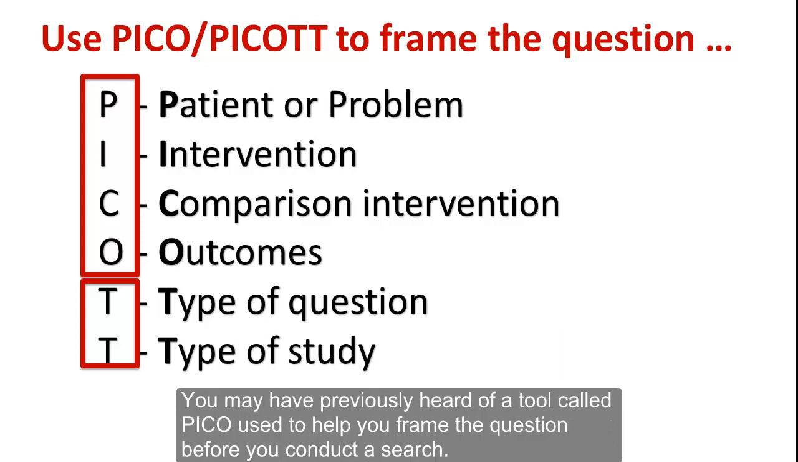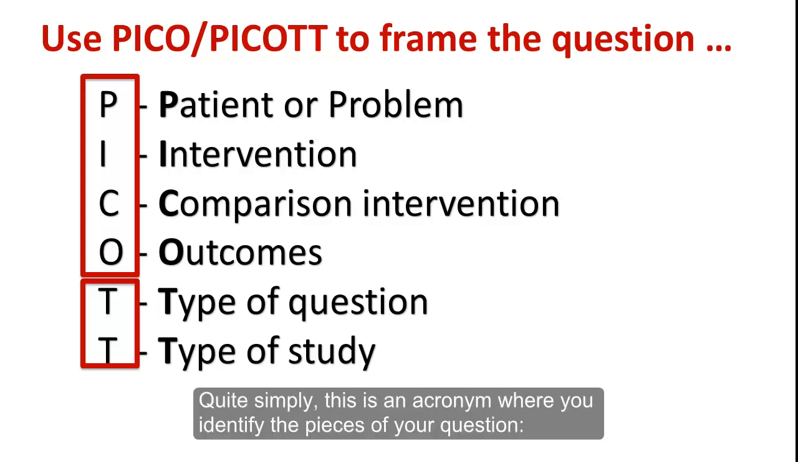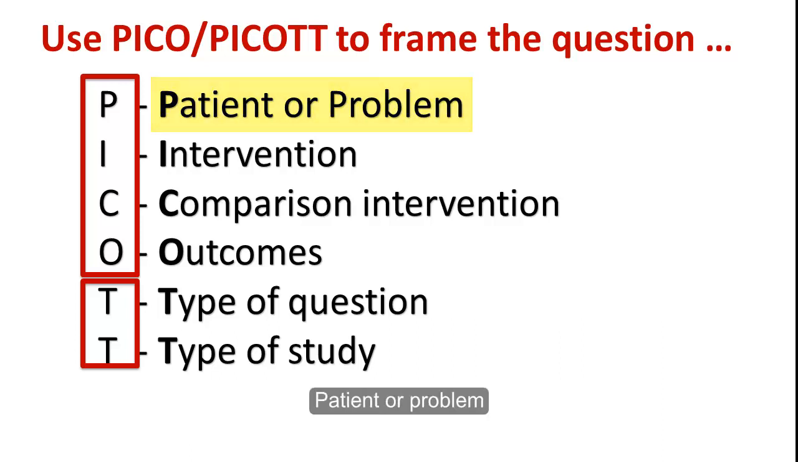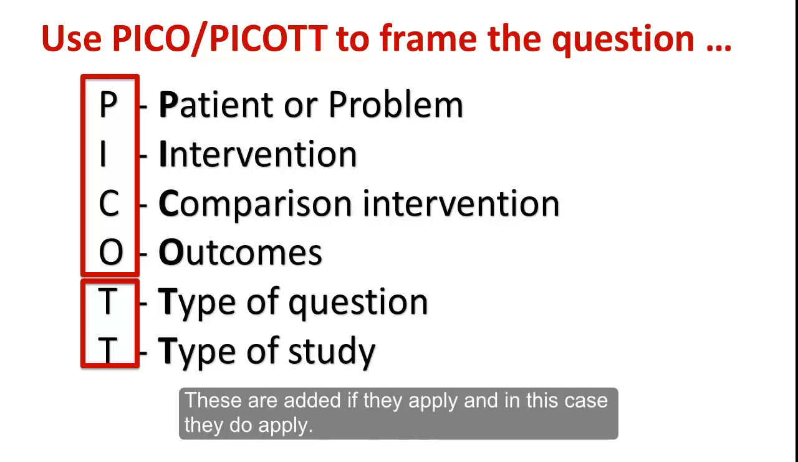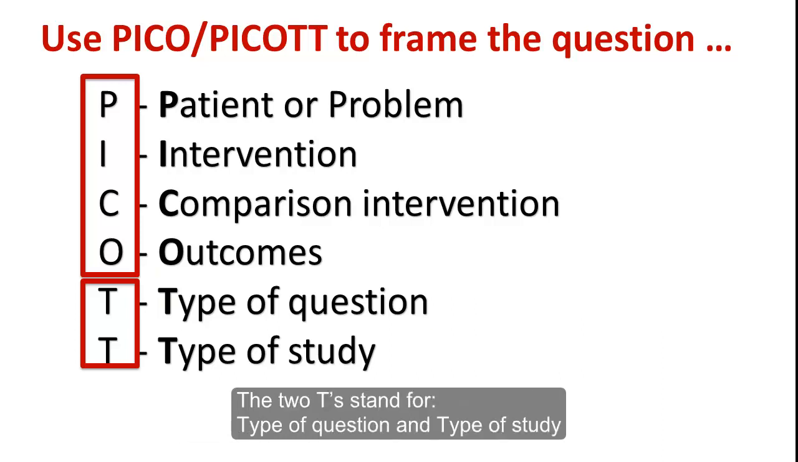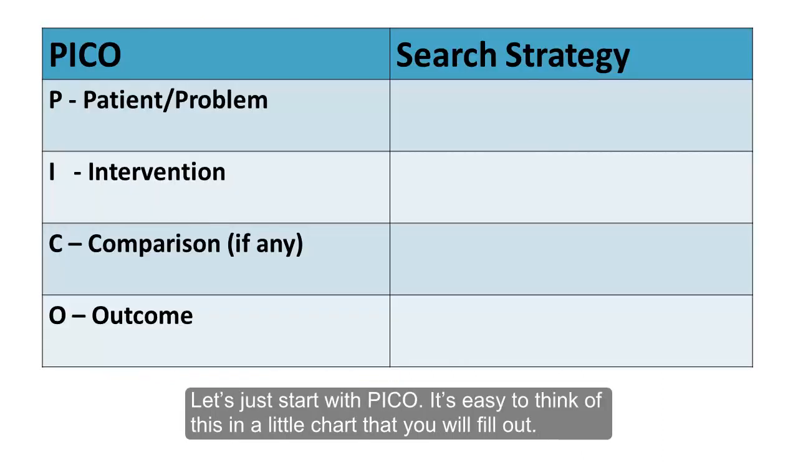You may have previously heard of a tool called PICO, used to help you frame the question before you conduct a search. Quite simply, this is an acronym where you identify the pieces of your question: patient or problem, intervention, comparison intervention, outcomes. We're going to use an expanded tool, PICOTT, with an additional 2 T's. These are added if they apply, and in this case, they do apply. The 2 T's stand for type of question and type of study.